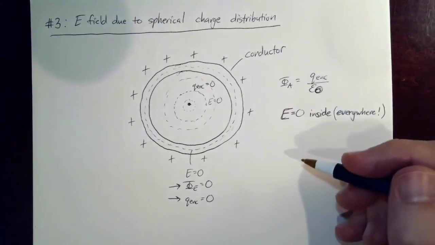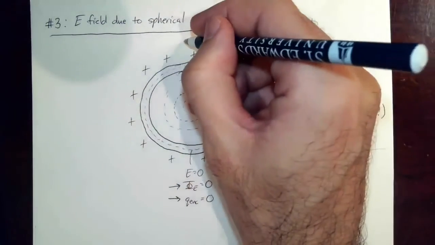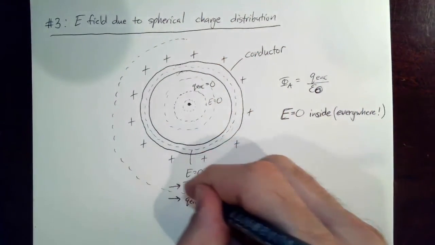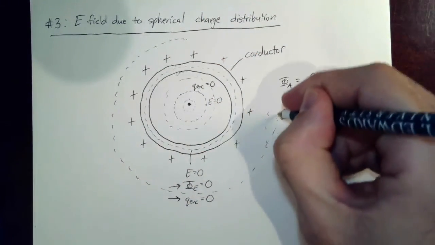Okay, and then the last example I want to draw is if I put a Gaussian surface outside of the sphere that encompasses the whole sphere.